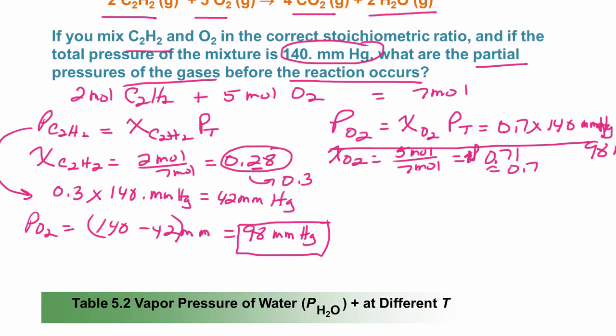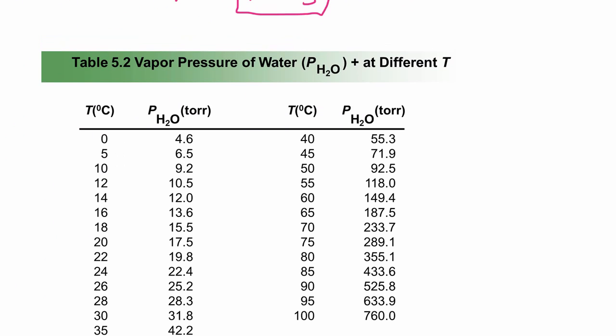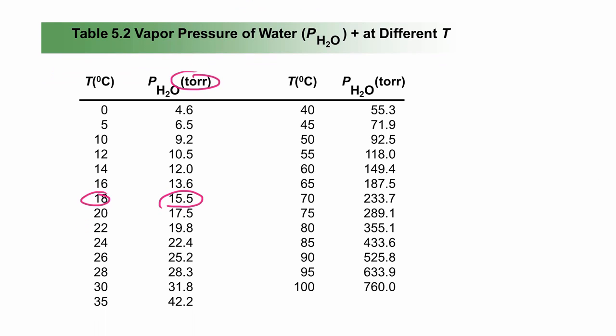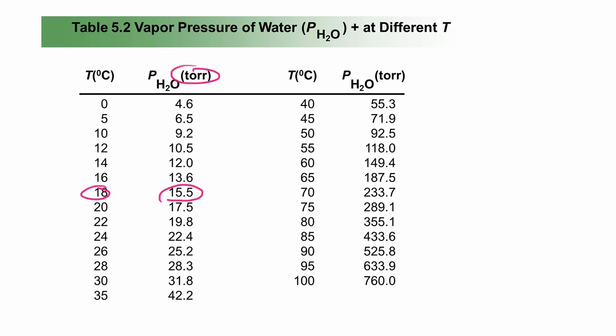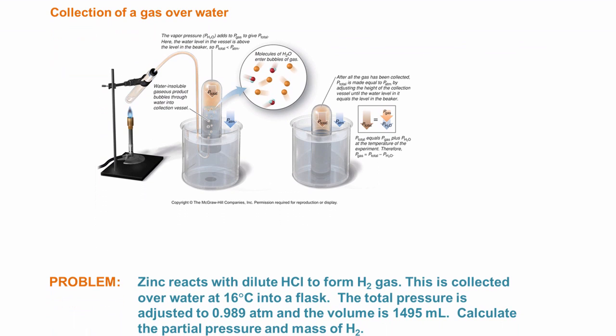All right, here I have a table that lists the vapor pressure of water at different temperatures. So here it's 18 degrees, for example. The partial pressure of water would be 15.5 torr. So this is in torr. Okay, we'll go back to this table in a minute. Don't worry, this video is almost over.